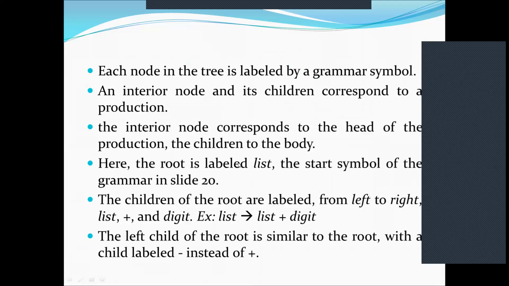The root is labeled list. That is the start symbol. So the root of the tree is the list as the start symbol, the start symbol of the grammar in slide 20 that we saw. The children of the root are labeled from left to right.